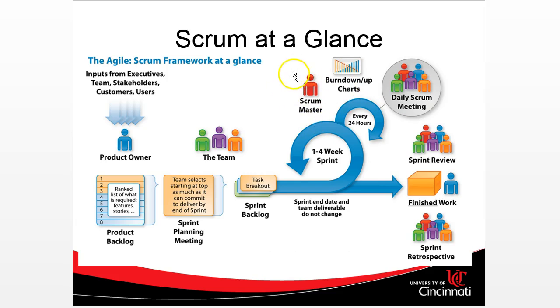The Scrum Master, the job of the Scrum Master is to make sure that all of the rules are followed, that team members are standing up, that they're staying on target. Additionally, we're going to have a burn down and a burn up chart.